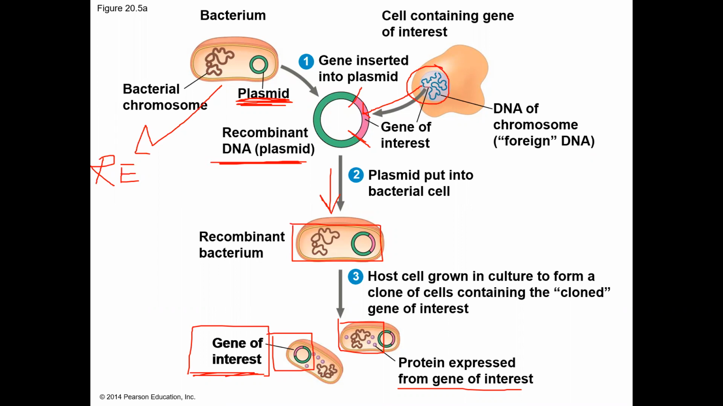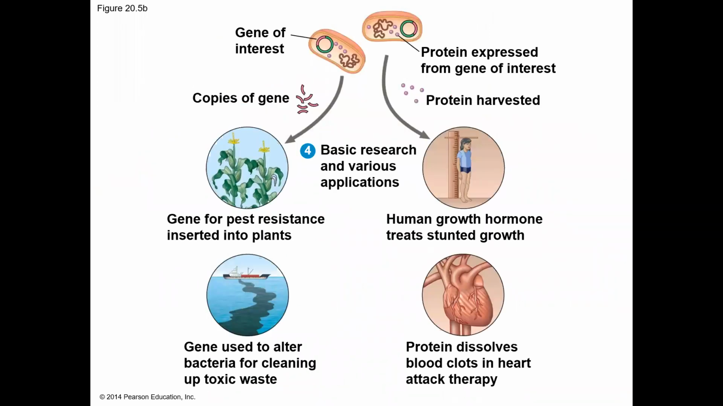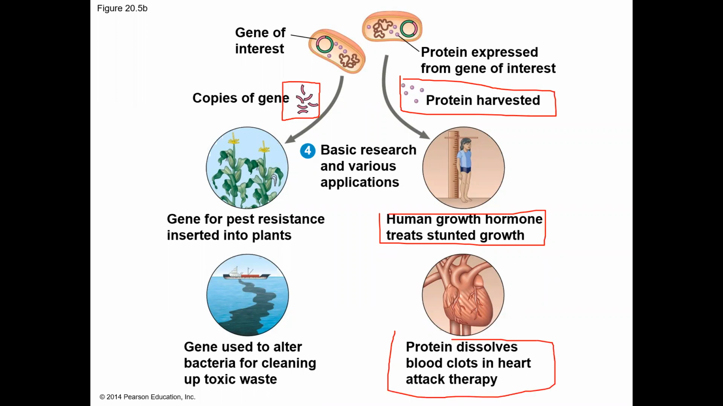So let's go to the next slide so we can see that. So you could take your copies of your gene back out, or you could take the protein that that gene coded for, and now you could use it to do things. Here, an example from wherever this picture came from, they were doing human growth hormone this way. They were using it for insulin, as we've said before, other medications. You can now essentially make medicine this way. Also protein to dissolve blood clots and heart attack therapy were made this way.